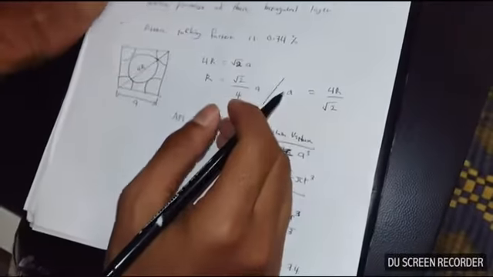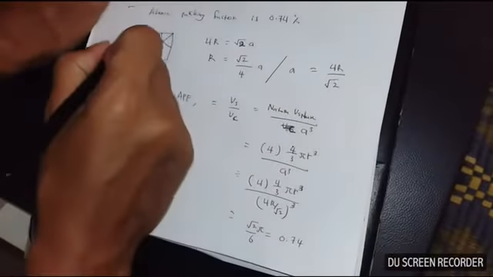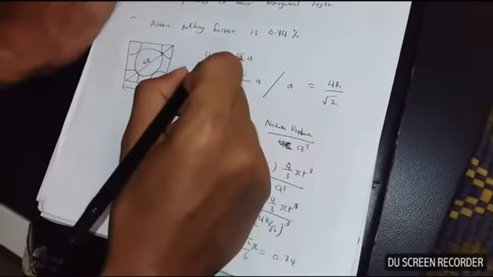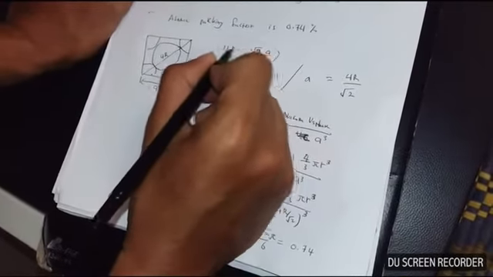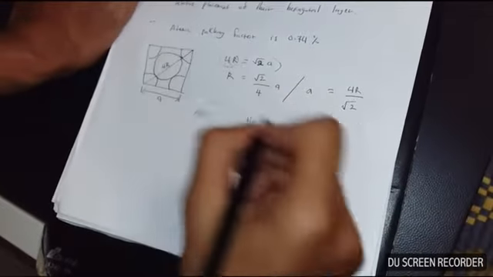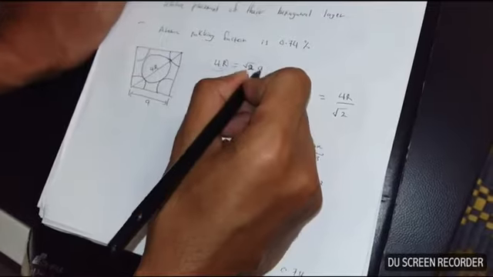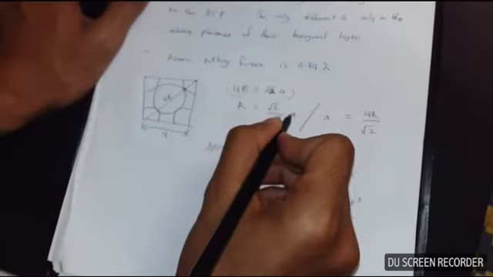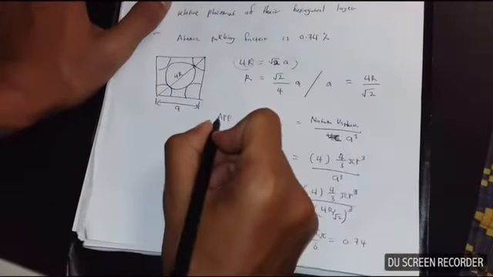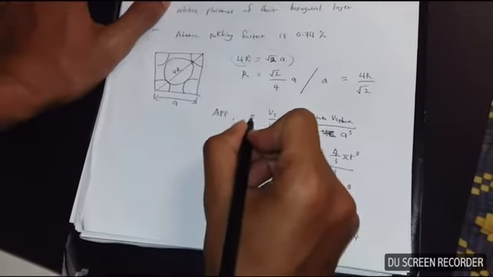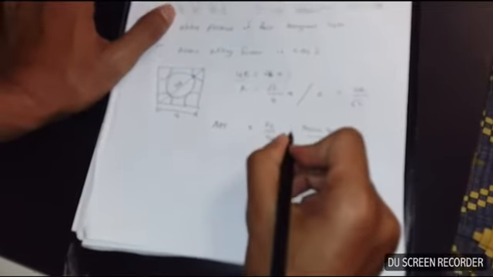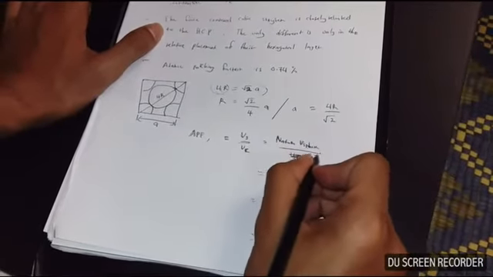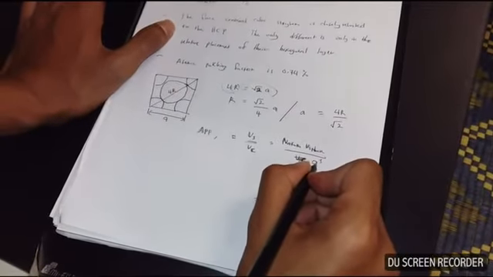Okay, the atomic packing factor, I will show you how to calculate it. From the sectional view of the FCC, we get this formula for R. R is the radius of the atom, and the diagonal is square root 2 times A. From this we get R equals square root 2 over 4 times A. The atomic packing factor formula is Vs over Vc. Vs is the number of atoms times the volume of a sphere, divided by A cube.